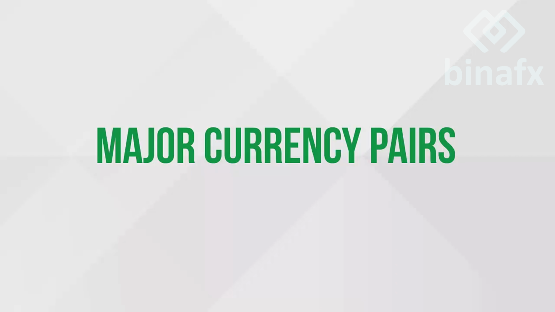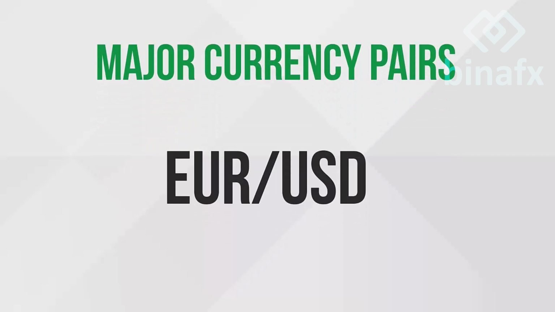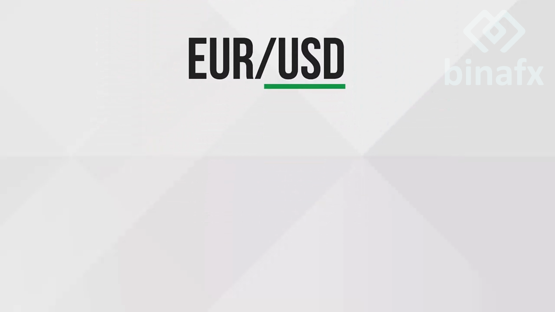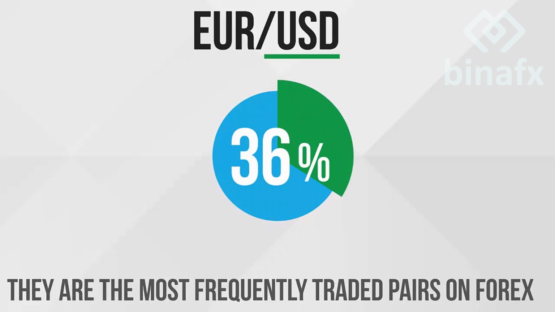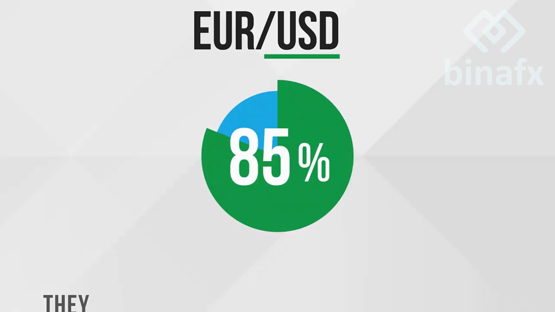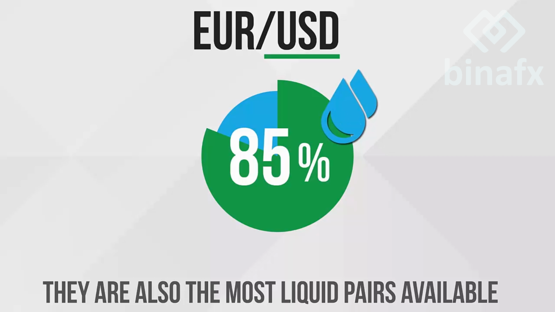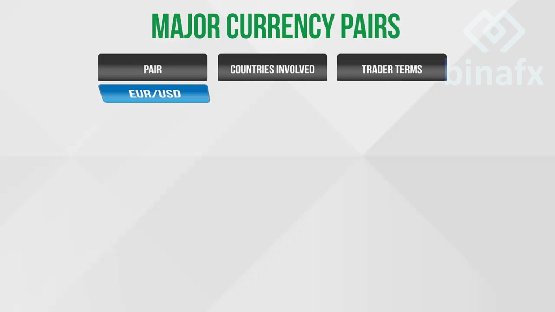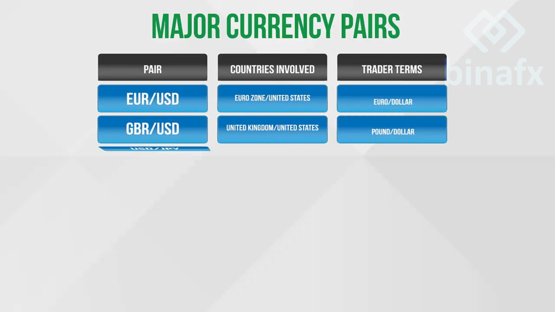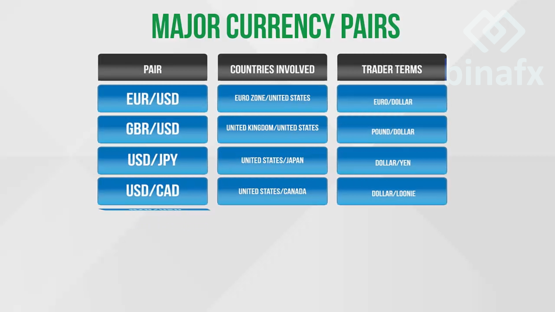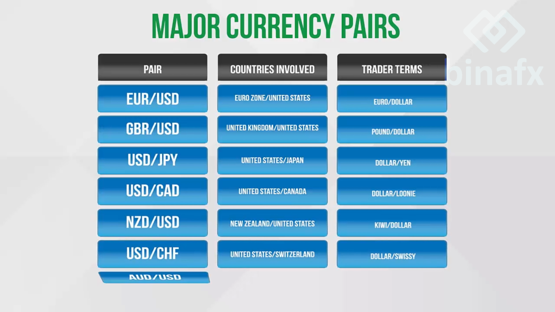The major currency pairs are all pairs that contain the US dollar as one of the pair. They are the most frequently traded pairs on Forex. They are also the most liquid pairs available. Below is a chart of the major currency pairs. Also included are the terms Forex traders use to verbally refer to these pairs.